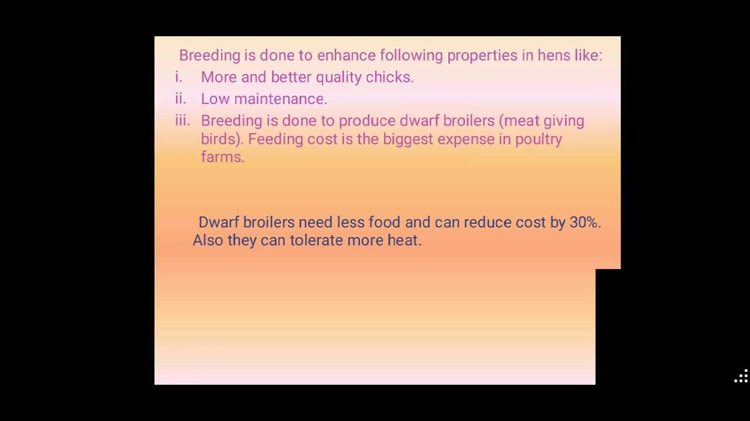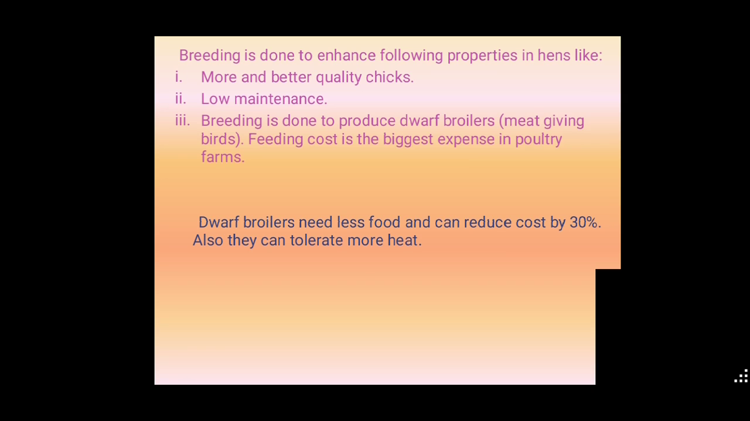And also we are aiming for low maintenance. We are using low maintenance cost. Next, the third point: breeding is done to produce dwarf broilers. After breeding, it produces dwarf, which means small, broilers that are meant only for meat.